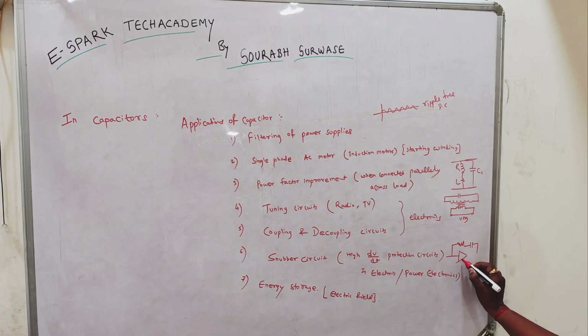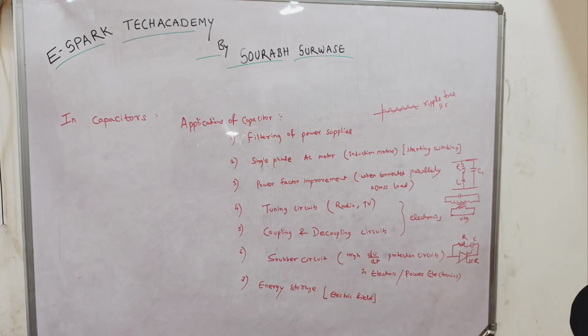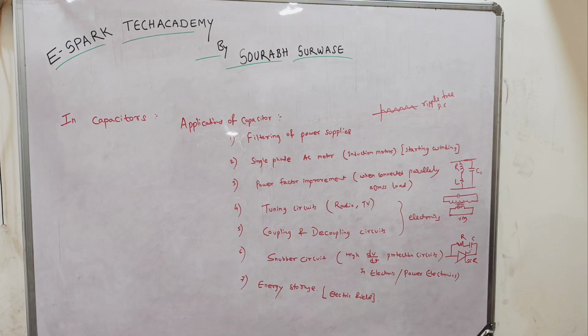Across any electronic devices. This is SCR, and this is C and this is R. It is the snubber circuit. And there, I have already explained to you the energy storage in the form of an electric field.